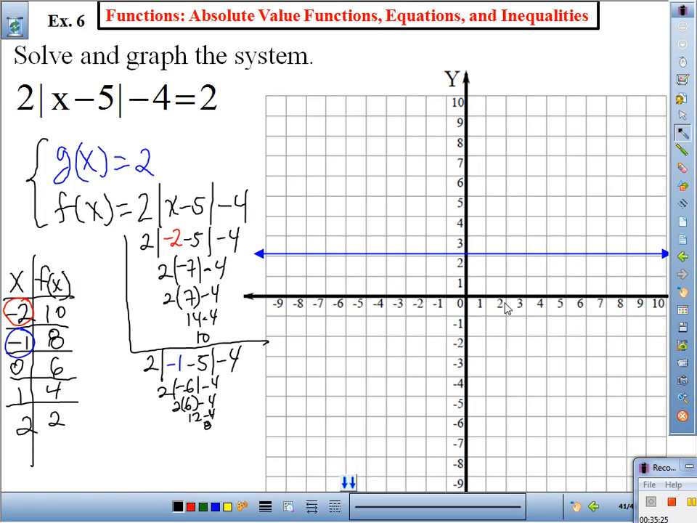We got negative 2, 10, negative 1, 8, 0, 6, 1, 4, 2, 2. You're like, okay. Don't sketch your line yet. Check this out.